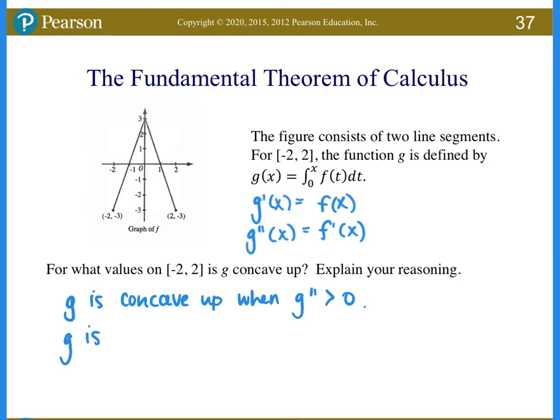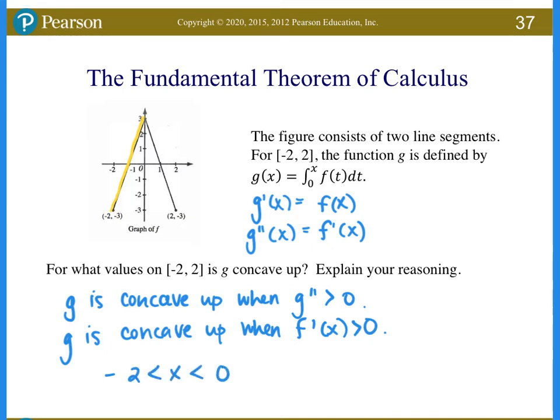So then we could say G is concave up when f prime of x is greater than 0, not equal, sorry, greater than. So I need to look for positive slope on this graph. Positive slope is happening on this region, and so from -2 to 0.